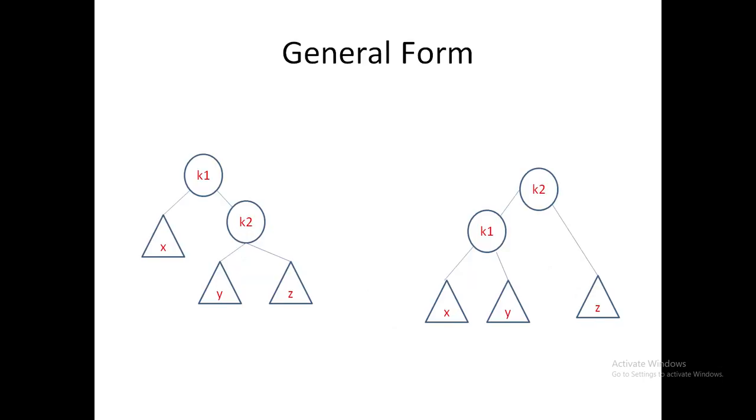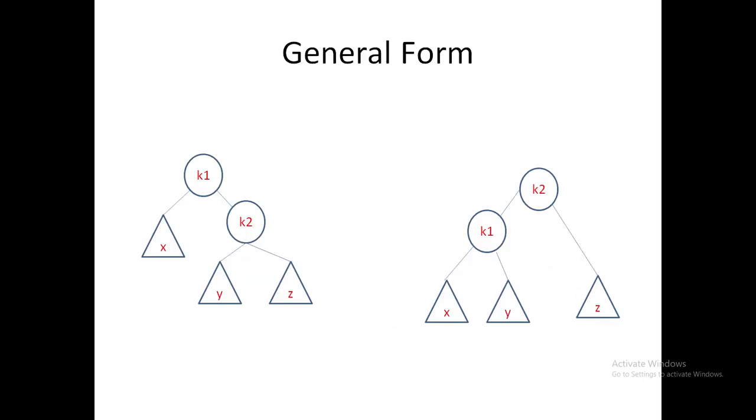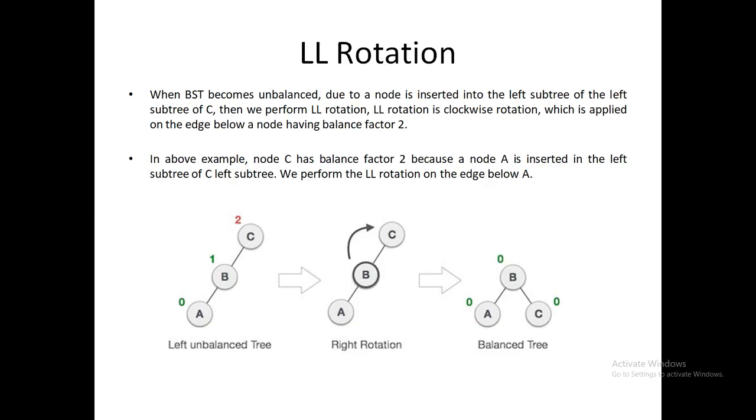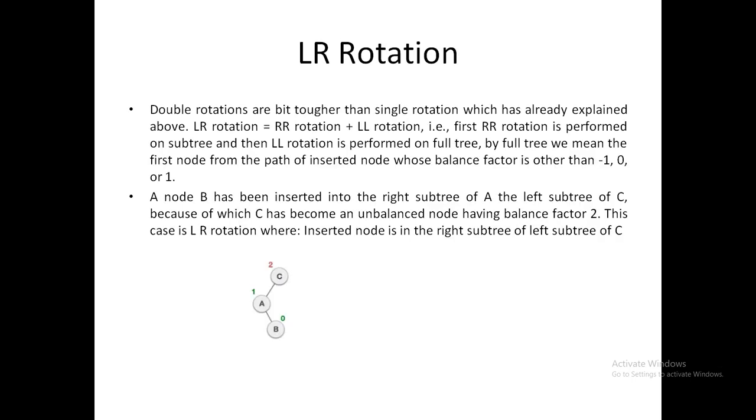So this is the general form. In this example of A, B, C, we don't show the children of B and A. If there are any such children, then K2 becomes the parent of K1, and the left child of K2 becomes the right child of K1. LL rotation is similar to RR: here the new node is added to the left subtree of the left child. So B becomes the parent and C becomes the right child. In this example, K1 becomes the parent, K2 is the right child, and Y is the right child of the left child of K2.